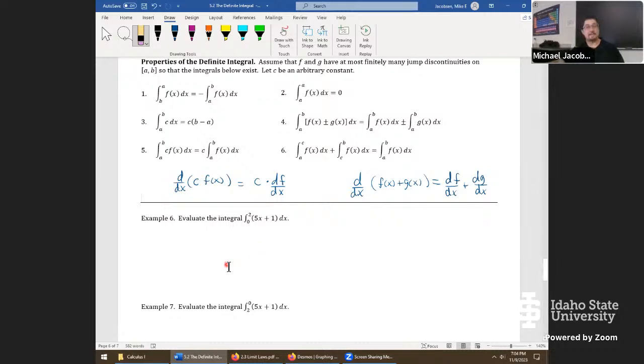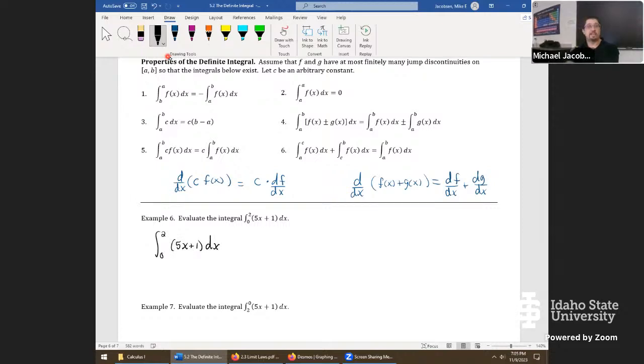Okay, so example 6 sounds pretty nasty. It's telling us to directly evaluate that integral. We have to put a number to it, and we're not approximating using a midpoint rule or otherwise. We're finding it out exactly. And here's how we could approach it. A definite integral from 0 to 2 of 5x plus 1.